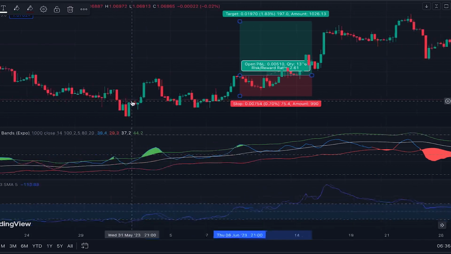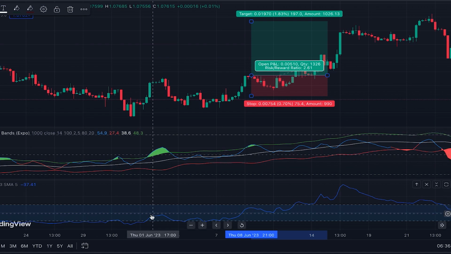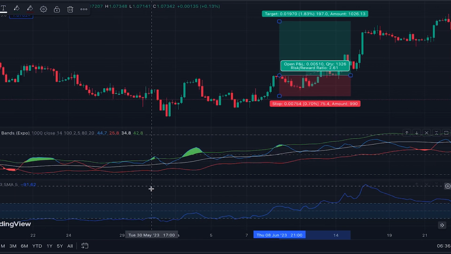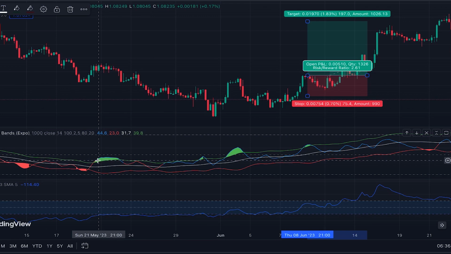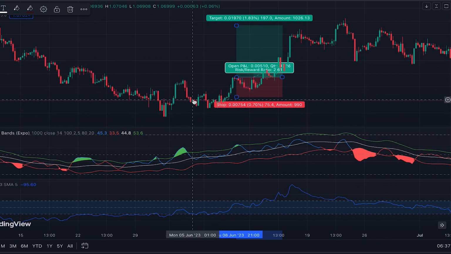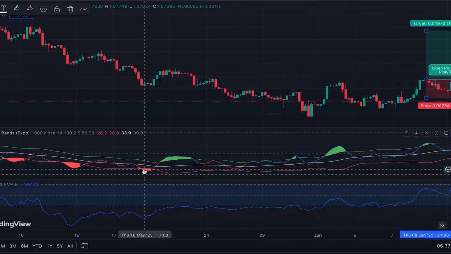Before this trade we had another long position signal here, but it wasn't confirmed by CCI because it's below zero. This buy signal here also not confirmed because CCI is below zero, and also this one not confirmed because at the time CCI is below zero. You can see that at the reversal point of the market we didn't have any false signals and this strategy performed very well.